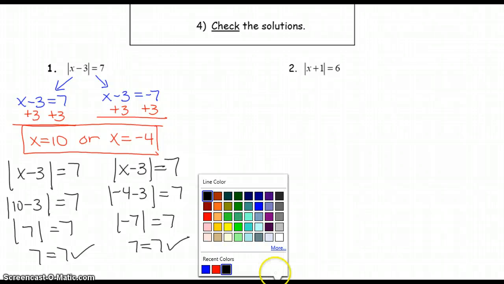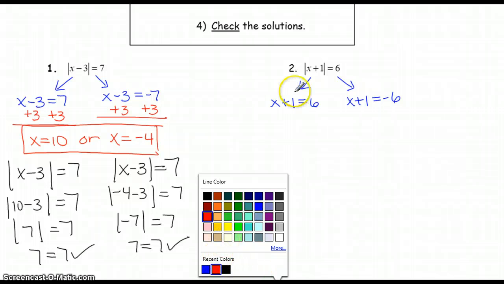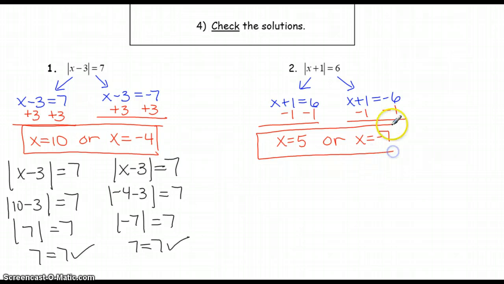Okay, example number 2. Again, we're going to break this into 2 problems. So the first problem would be x plus 1 equals 6. And our other problem would be x plus 1 equals negative 6. We're going to go ahead and start solving these. We're going to subtract 1 from both sides so that x equals 5. Or subtract 1 from both sides here, x can equal -7. So our answer is that x can equal 5 or it can equal -7.